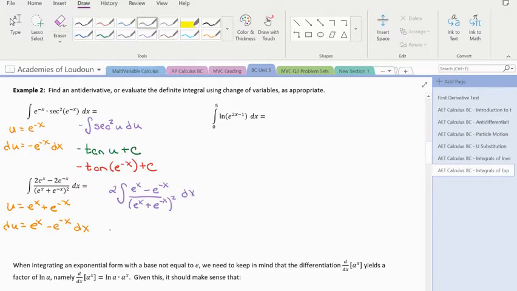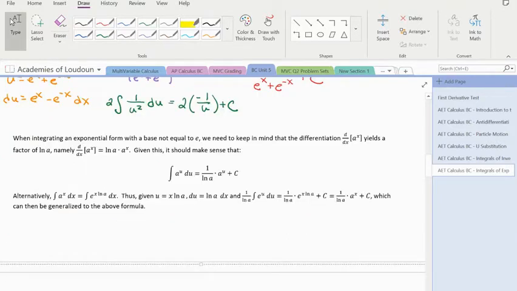So we can rewrite this as 2 times the integral of 1 over u squared du. I know that this becomes 2 times negative 1 over u plus c. Substitute my u back in, and I have 2 over e to the x plus e to the negative x, and there should be a negative here, plus c.